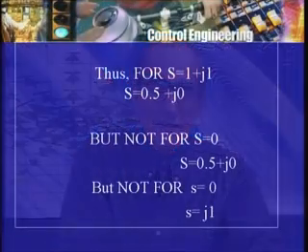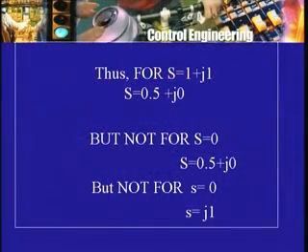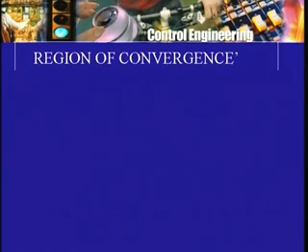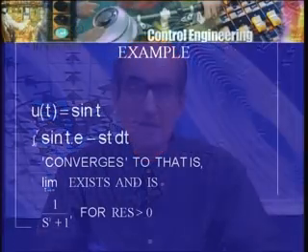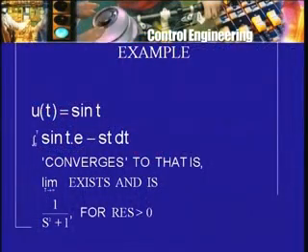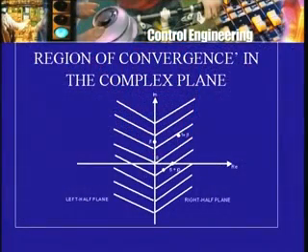So this set of complex numbers s for which the Laplace integral converges, or the limit exists, is called the region of convergence of the Laplace transform of the function, or the region of convergence for the particular function that we are talking about. So for the function sin t, the region of convergence for its Laplace transform is real part of s greater than 0, and I had already made use of what is known as the complex plane.